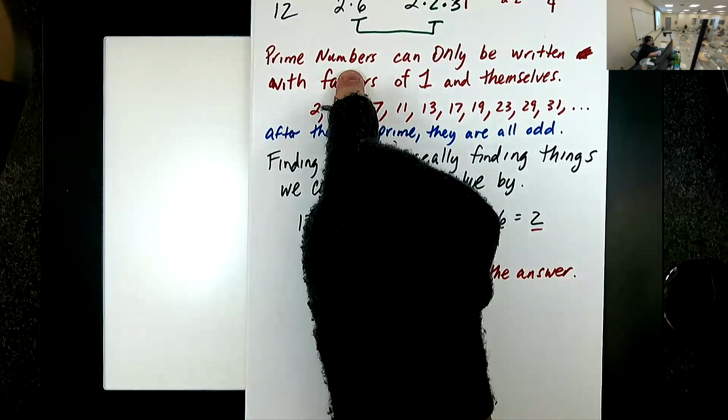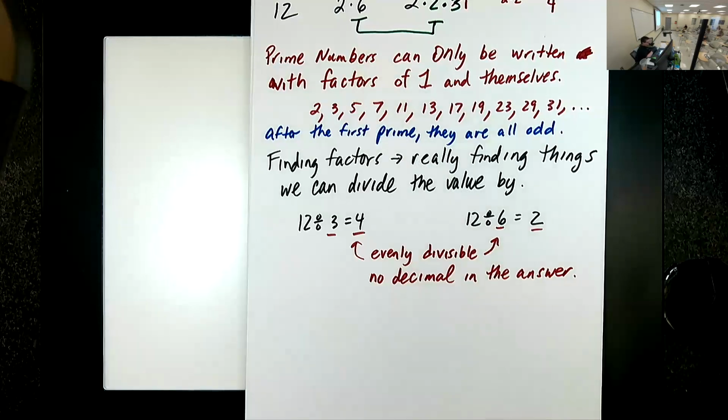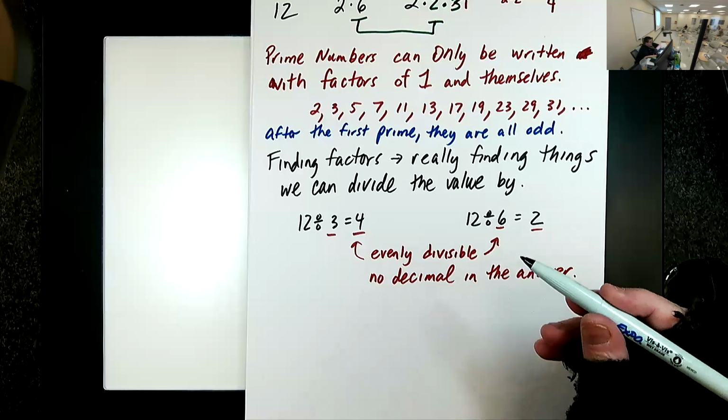Preferably the prime numbers. But if you don't do the prime numbers, there's other things we can do where you'll recognize some other ones. So let's go over some common numbers that divide, like the prime numbers and some other ones that divide in evenly.